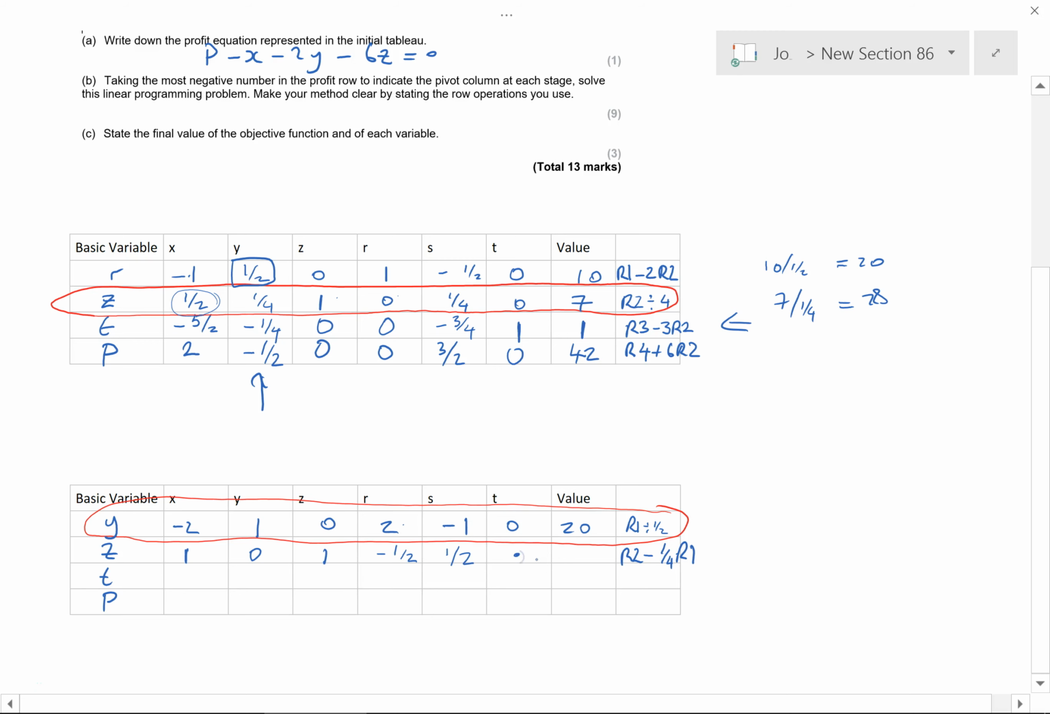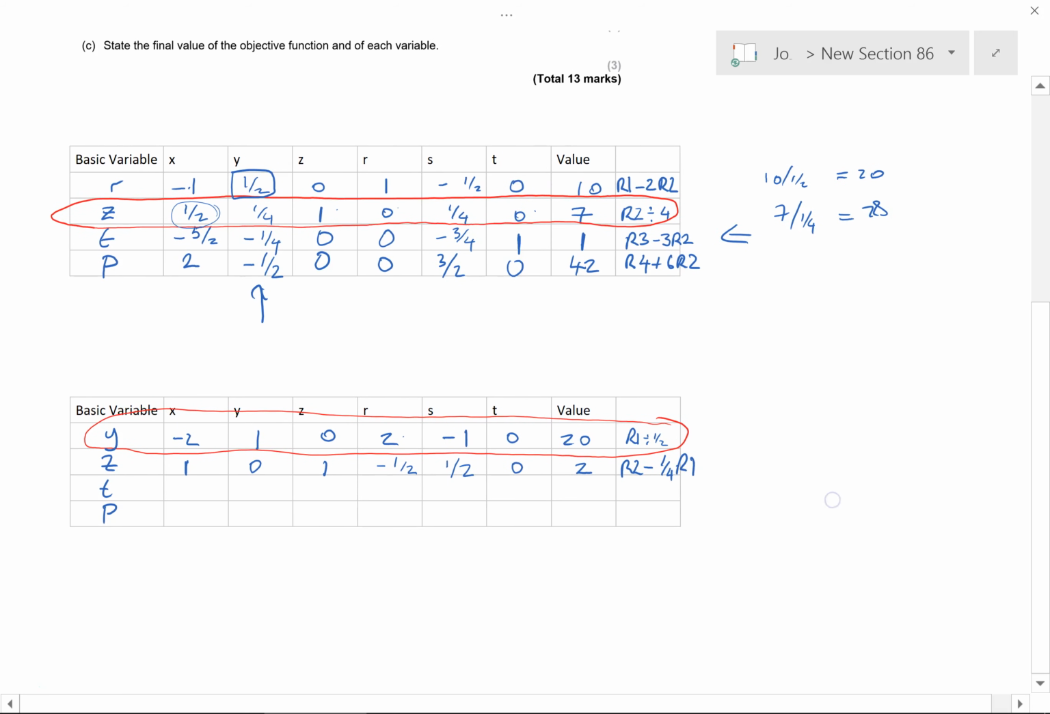This number here is the old number 0 there, but we've got a 0 in our pivot row anyway, so that's still 0. And then the number in the value column is equal to our old value, which is 7. Take away a quarter of the value from the pivot row, which is 5. So it's 7 take away 5. That equals 2. Okay. Right.